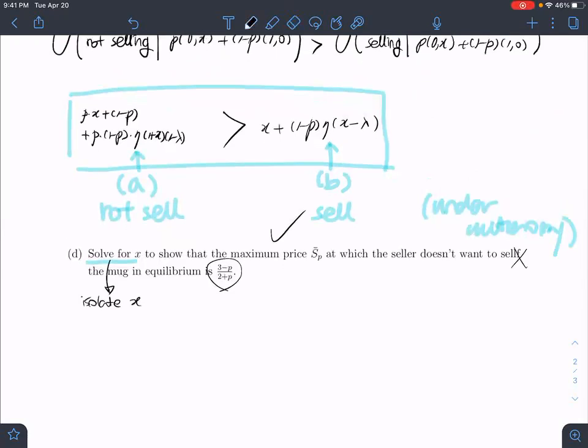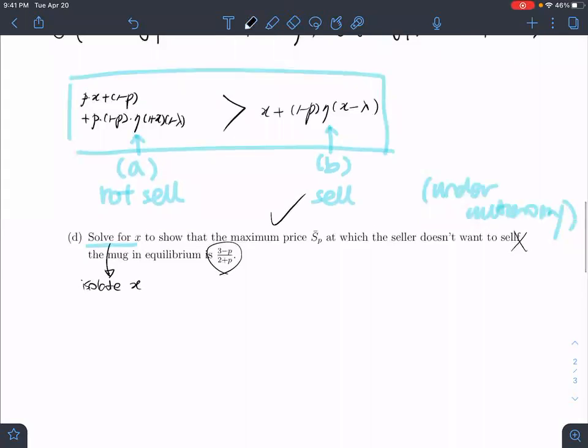So first, let me just write the inequality above in one line to make it clean. This part is actually not that much economics here. It's just algebra.